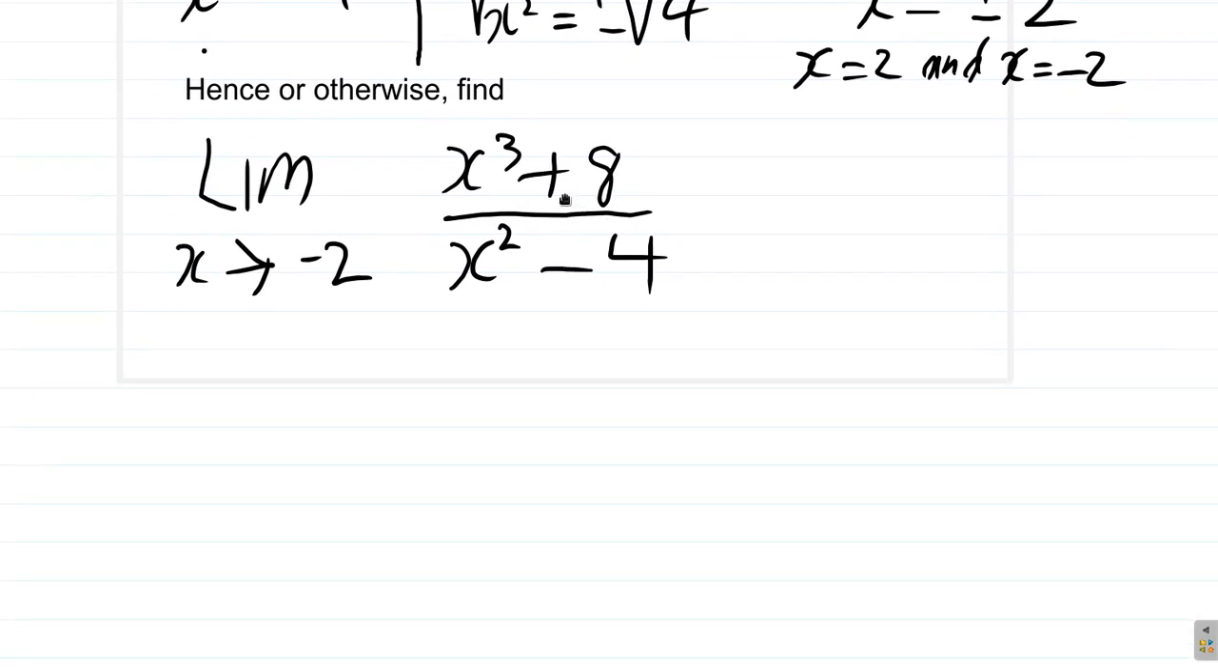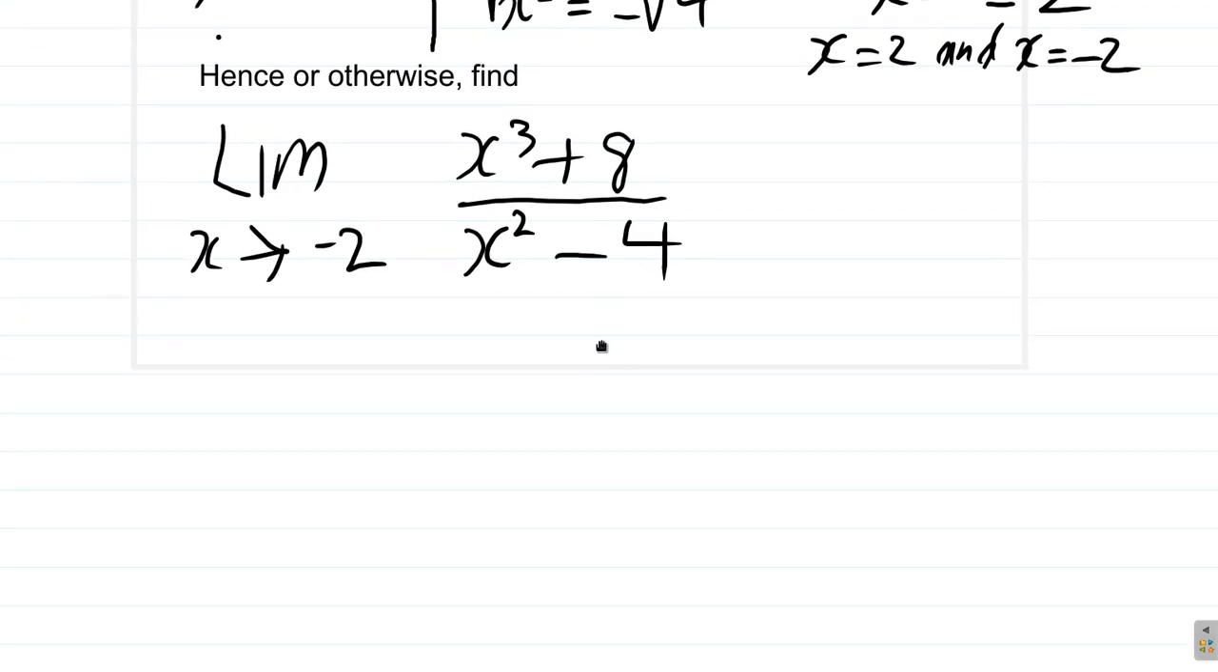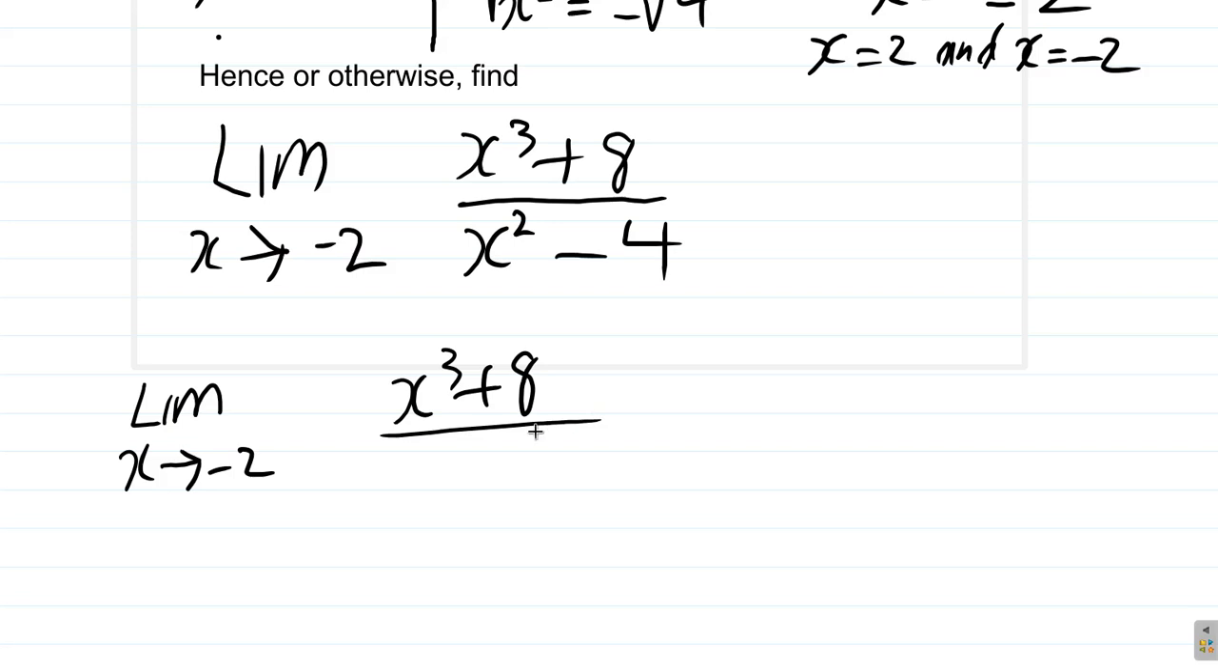Now, as you see, you can always factorize this part using a difference of 2 squares. You can factorize the denominator using a difference of 2 squares. So you're looking at the limit as x tends to negative 2 of x cubed plus 8 divided by x plus 2, x minus 2. Alright?